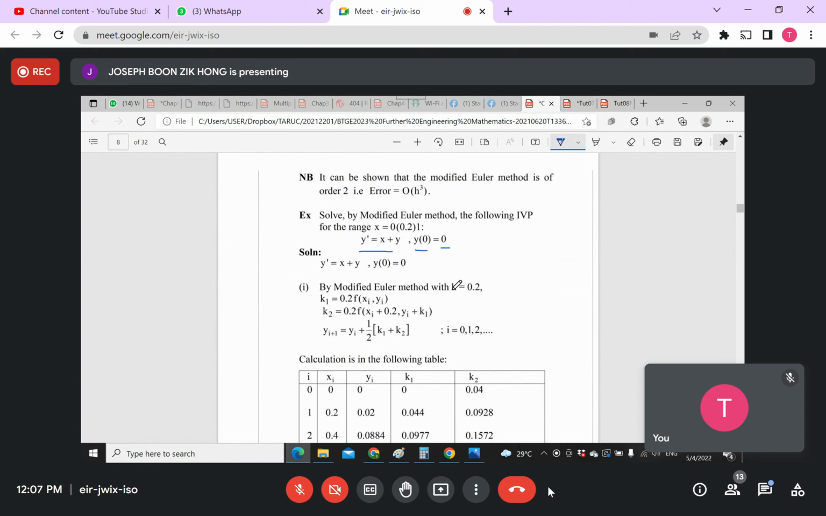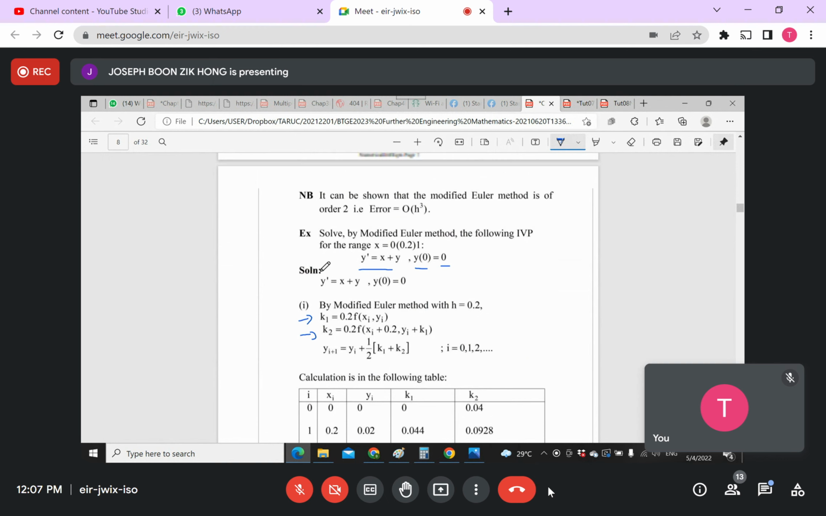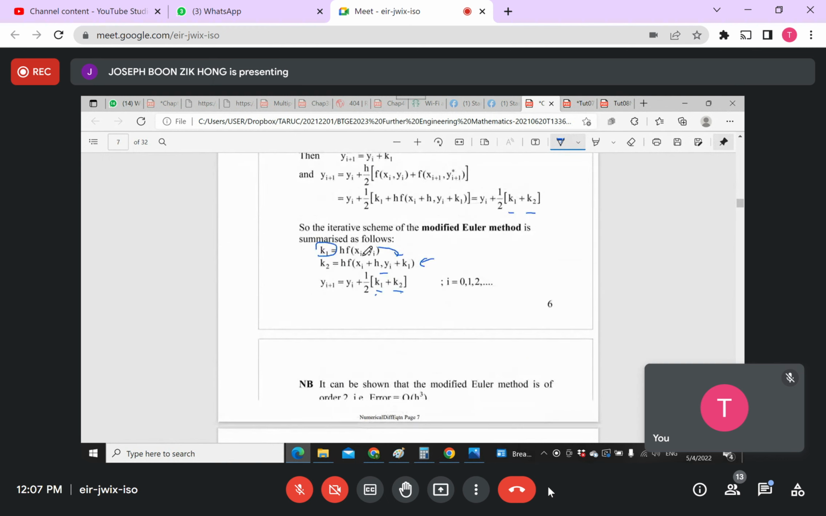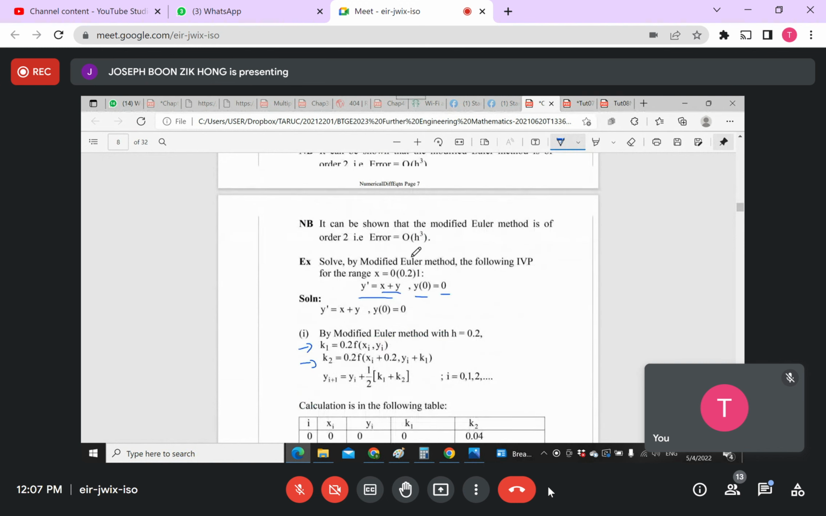Okay, so now let's see. For this one, I want to find by using the Euler method. Again, I want to find the K1. I want to find the K2. So what is your K1? H times the function. So what is your function? X plus y. So it's H, which is 0.2.